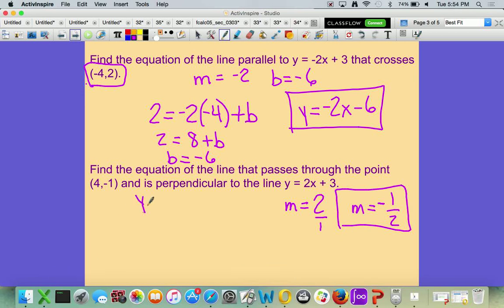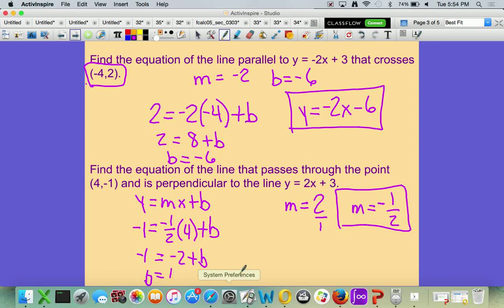y equals mx plus b. So we plug in a negative 1 for y, negative 1/2 for m, 4 for x, and we have to solve for b. When we multiply these two together, we get a negative 2 plus b equals negative 1. Add the 2 over, so b equals 1. So our equation then would be y equals negative 1/2 x plus 1.